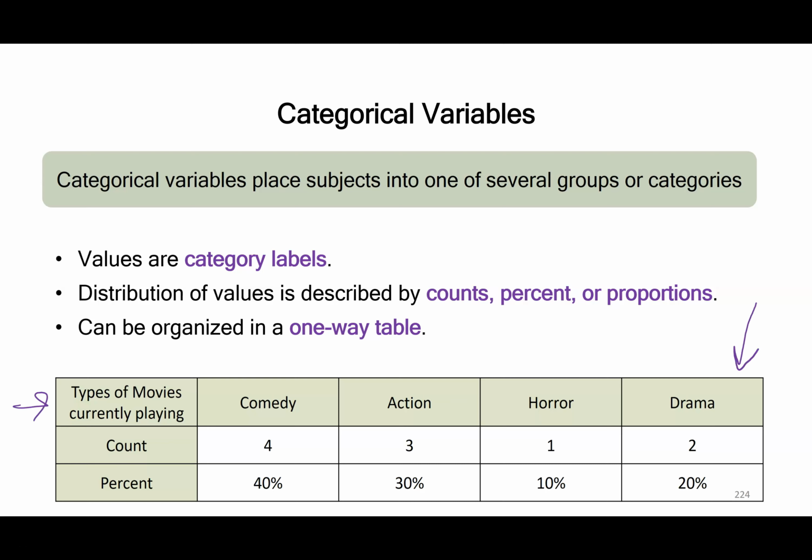So this is the example of a one-way table. The question basically being asked is, what types of movies are currently playing? And so we have categories. We have 4 categories: comedy, action, horror, drama, as if everything fits in there, and then counts. So 4 of the movies currently playing are comedy, 3 are action, 1 is horror, and 1 is drama. If you were to add all of them up, you have 10 movies. So 4 out of 10, that's 40% of the movies are comedy. 1 out of the 10, 10% are horror, and so on. So this is a one-way table because there's just one categorical variable being looked at.